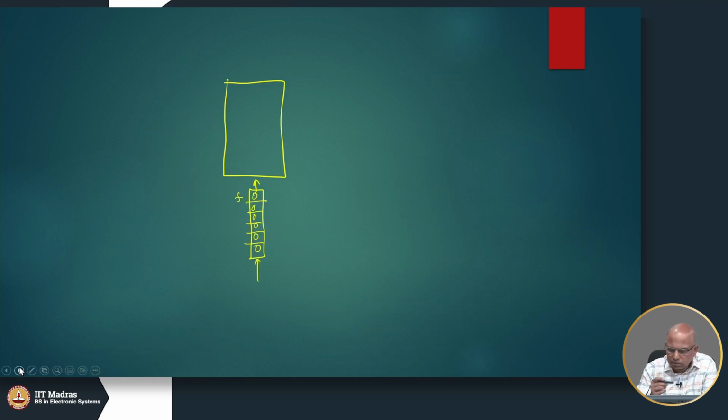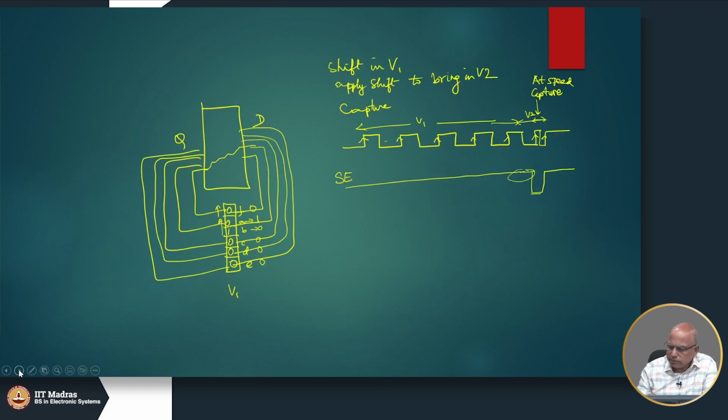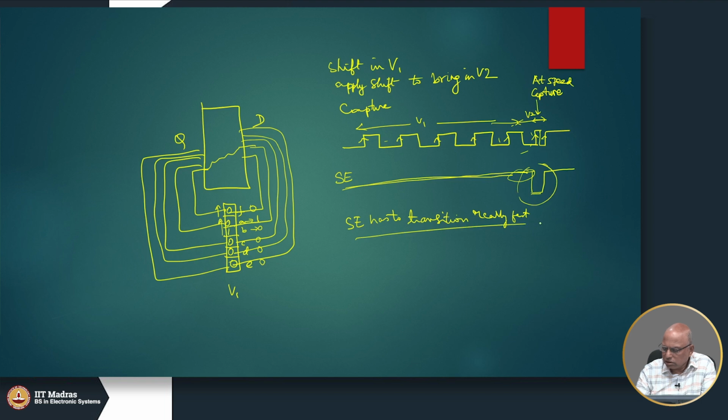But in your, I don't know what happened. Here it is. See here, even V2 is, V1 was shifted in, then this guy also was shifted in. Now suddenly, we have to do an at speed capture. So the scan enable has to transition really fast. Okay, so that is a challenge.